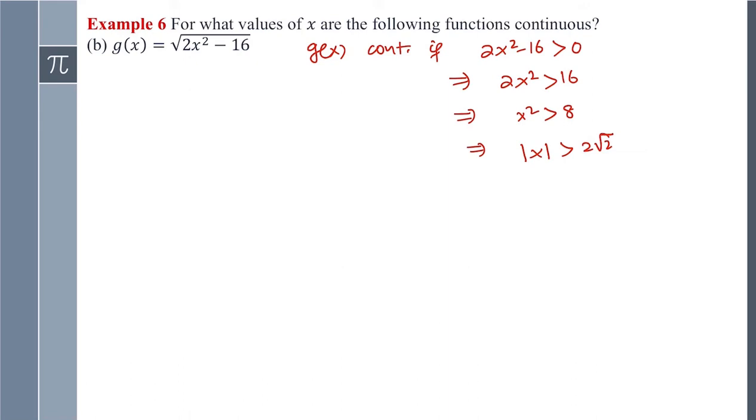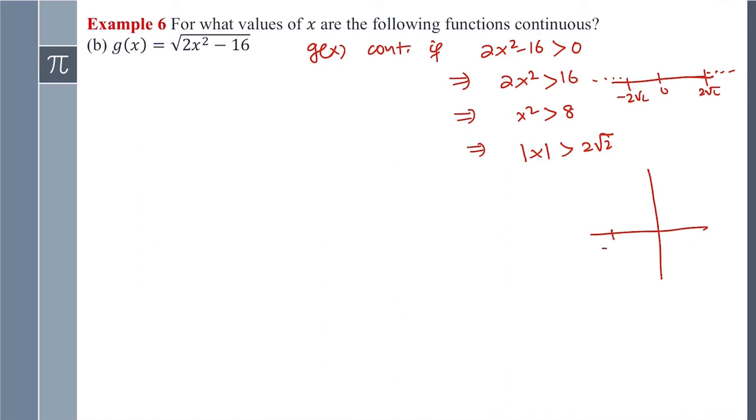Now what does that mean? So absolute value of x greater than 2 square root of 2 means this is 0, this is -2 square root of 2, this is +2 square root of 2. This means x are the numbers whose distance from 0 is greater than 2 square root of 2. So that means x values are right here and right over here. Okay, so that means if we graph this function, it looks like this.